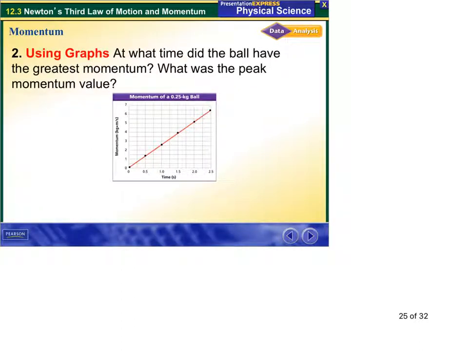At what time did the ball have the greatest momentum, and what was the peak momentum value? So we just read our graph, and we see that's up here. And the time would be 2.5 seconds, and it had about 6.5 kilograms meters per second.